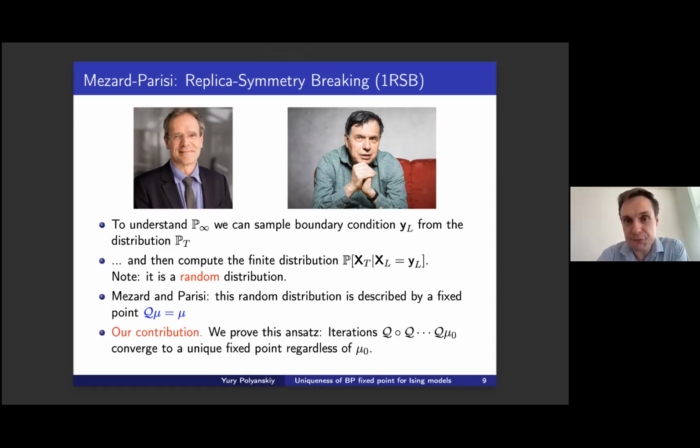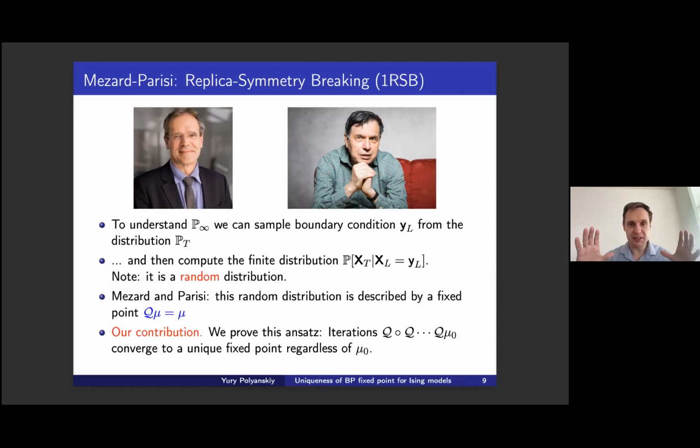And this is the first application of our contribution. In some sense, we vindicate this idea of Mézard and Parisi, which is not rigorous. So we prove their ansatz. We say that indeed, if you're trying to understand this random distribution, then you're quickly led to these iterations. And the key idea is that because these iterations converge to a unique fixed point, studying this fixed point does indeed characterize this random decomposition of the free boundary measure.